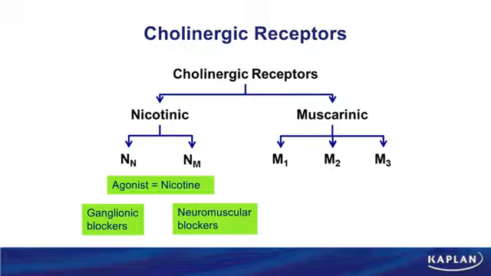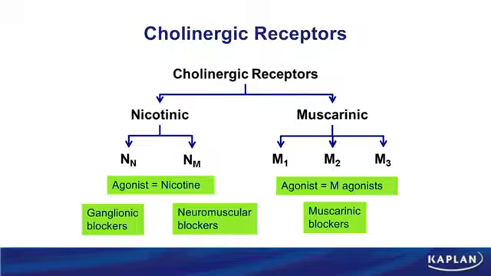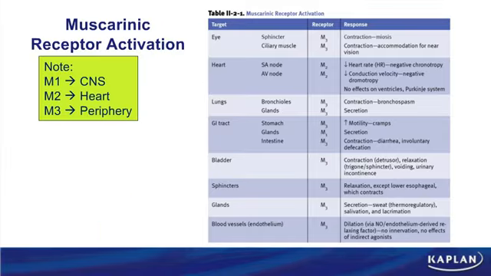Now let's compare with the muscarinic receptors. Obviously, we have a number of drugs that are muscarinic agonists, and those drugs stimulate all muscarinic receptors. And it turns out that muscarinic blockers block all muscarinic receptors. We have tried to develop some selective muscarinic blockers, but the ones that we have clinically available now pretty much block all muscarinic receptors.